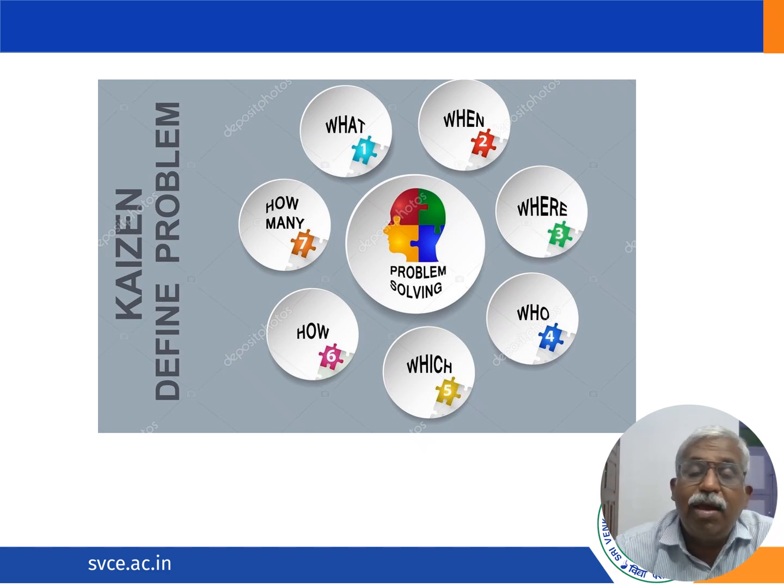What, when, where, who, which: these are the 5W. How many, how: these are the H type. So what, when, where, who, which are the problem statement by Kaizen. How many, how: these are the 2H. The 5W 2H questions make clarity of the problem statement. The clarity gives us direction on where we can take this problem statement.